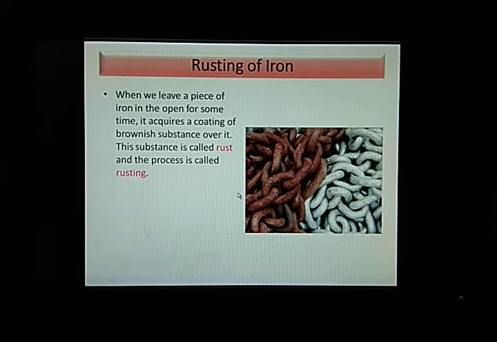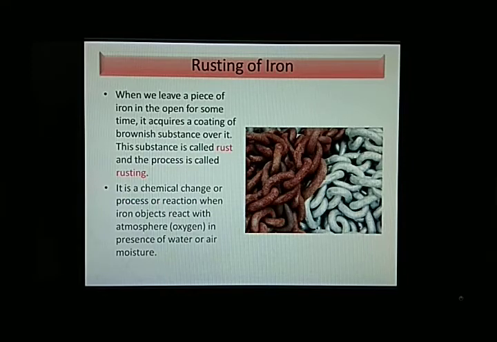Now, how does this rusting occur? This is a question that might come up in your mind at the moment. So it is a chemical change, or process, or reaction. It is a chemical change. Why is it a chemical change? We will see that very soon. But just for the time being, you know that it is a chemical change.